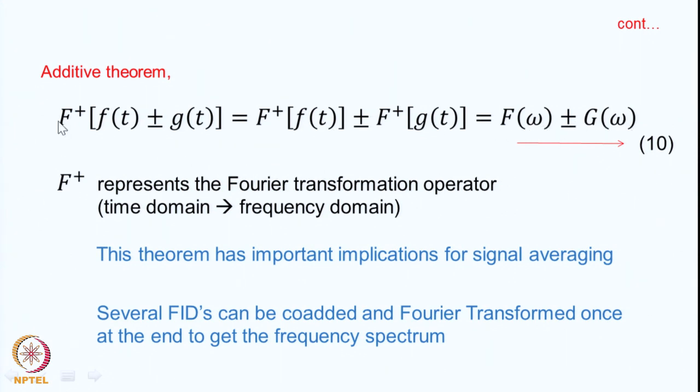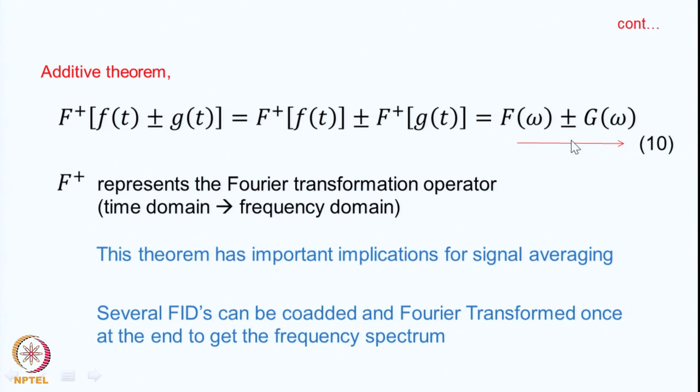And here notice that F represents the Fourier transform operator, that is, going from time domain to frequency domain. This operates on the time domain function, and the result we get is the frequency domain function. This theorem has important implications for signal averaging. You see, the question is, when you want to add the signals and the spectra, do you add them in the frequency domain or in the time domain?